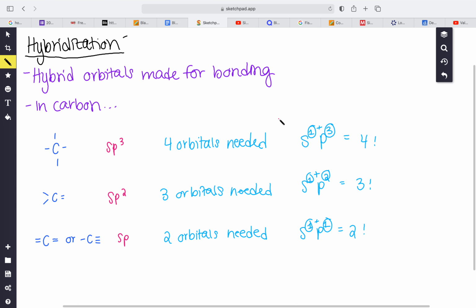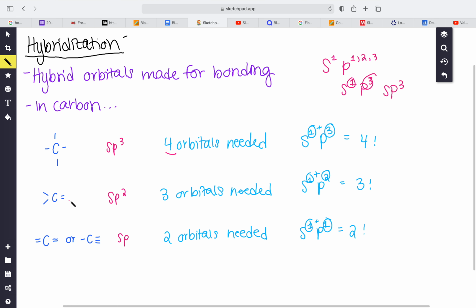How we can figure that out: S is always going to be 1, never S2, at least for carbon. Then for P, we figure out how many P's we need, whether it's 1, 2, or 3, to get to the number of orbitals we need. So we always start with S1, and let's say we need 4, so 4 minus 1 means P has to be 3. So SP3 is our answer there, because 1 plus 3 is 4, and that's how many orbitals we need.